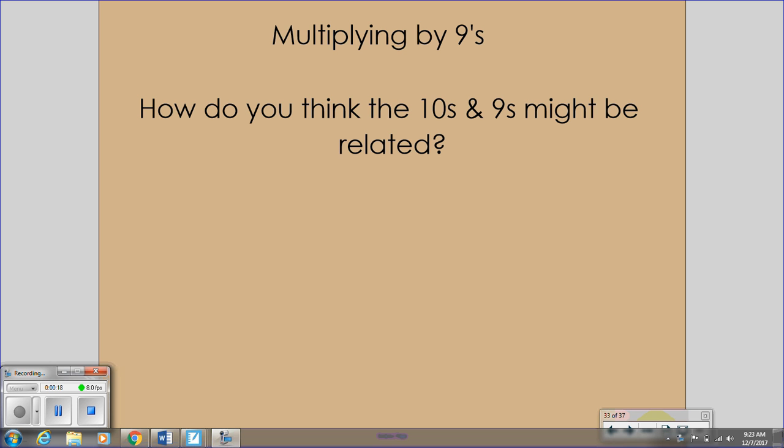My brain does not skip count by 9s. However, I know that my 9s and my 10s are really close together, so I'm wondering how might my 9s and 10s be related? Once you get to your next blank page, put the title multiplying by 9s, and then I want you to write a sentence or two explaining how your 9s and 10s might be related. How could they be related?